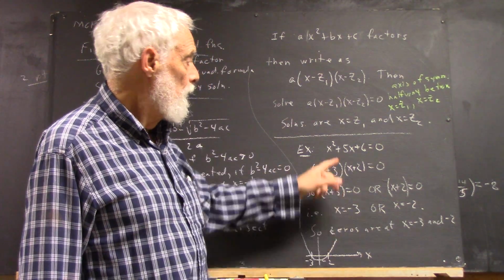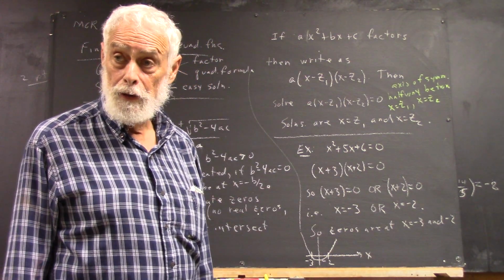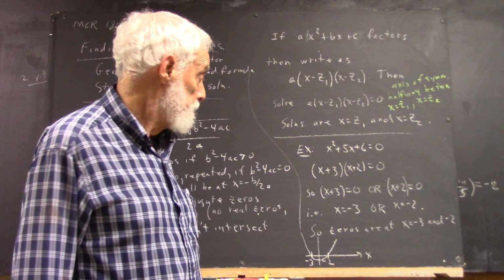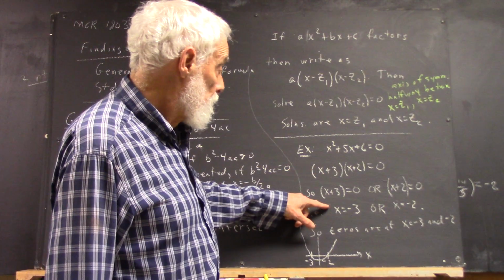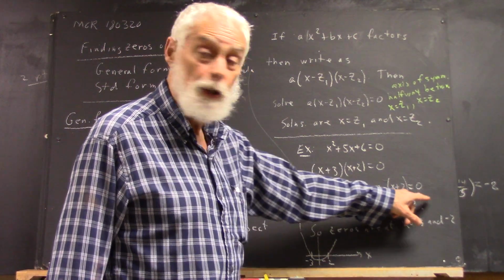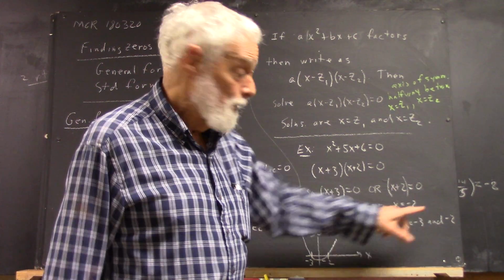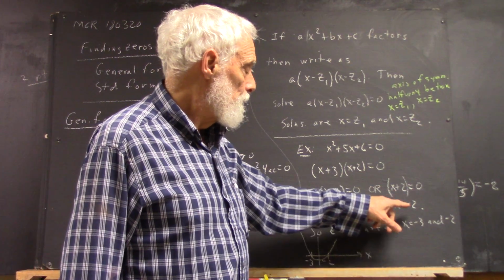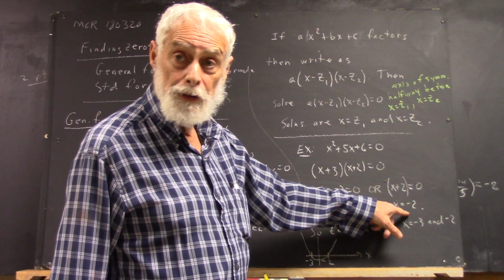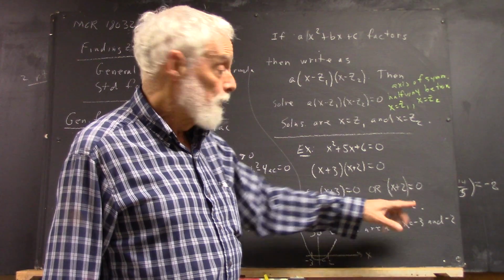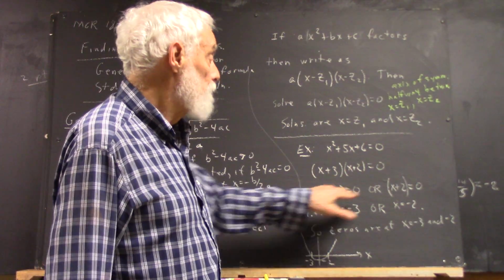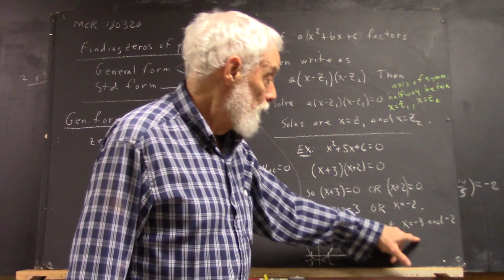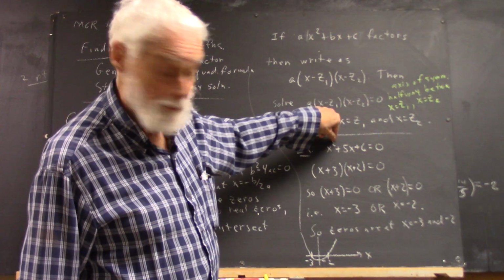And we did an example, x squared plus 5x plus 6 equals 0, easily factored: (x plus 3)(x plus 2) equals 0. So either x plus 3 has to be 0 or x plus 2 has to be 0. If x plus 3 is 0, then x is negative 3. If x plus 2 is 0, then x is negative 2. That can't be both. It's either this or this, right? Meaning that this and this are now solutions to the equation.